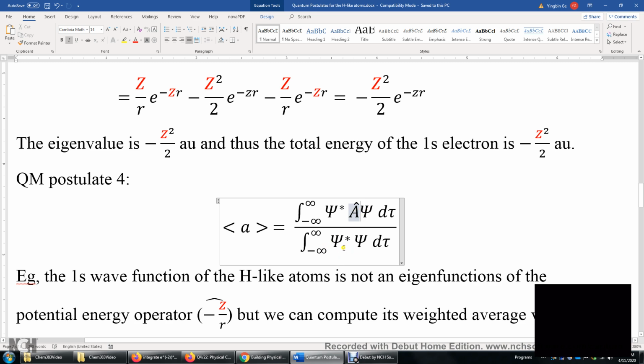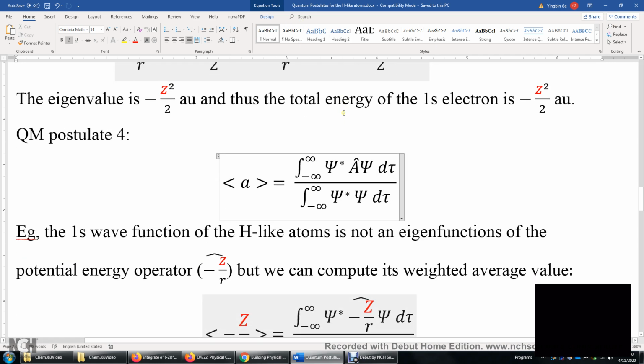On the bottom, it's simpler. It's just psi star times psi, and then you integrate the product. Psi star is the complex conjugate of psi. Again, to get the complex conjugate of a wave function, you just need to replace every i with negative i. For a real function, its complex conjugate is itself.